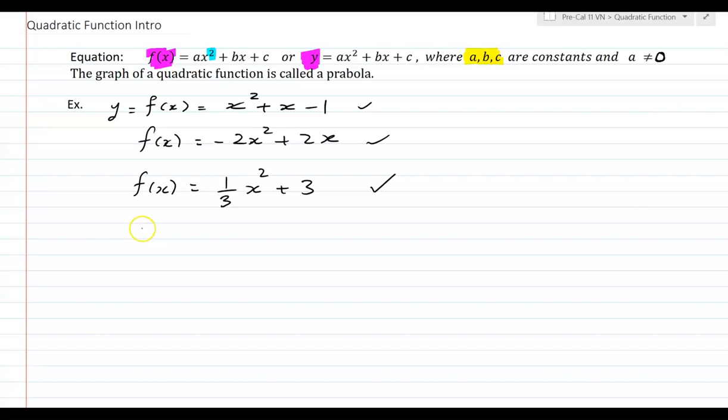And you could have something really on its own, like 5x squared, without any other linear terms or a constant term. That is also a quadratic function. All right, very simple as that. There are a variety of these, and as long as you follow the definition of ax squared plus bx plus c, you can write and identify any quadratic function.